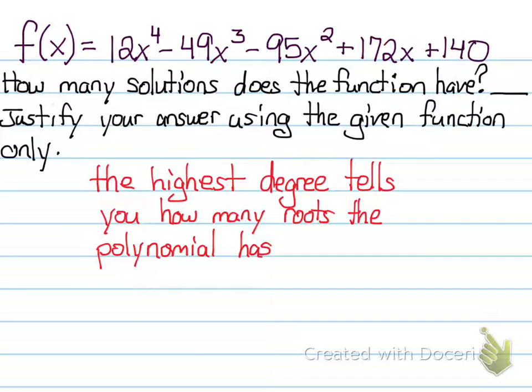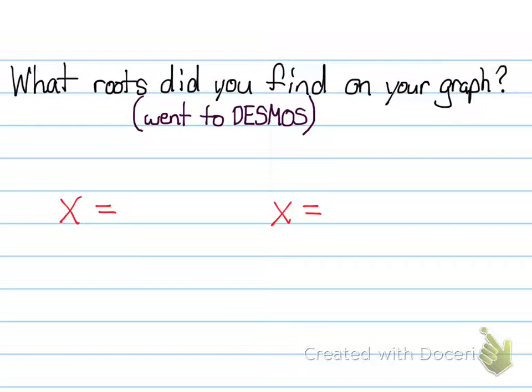The first question that is being asked is, how many solutions does this function have? Well, as you can see, my highest degree is 4, so therefore I'm going to have 4. Justify your answer using the given function only. Just like I said, since my highest degree is 4, I'm going to have 4 roots. So that's why I said the highest degree tells you how many roots the polynomial has.